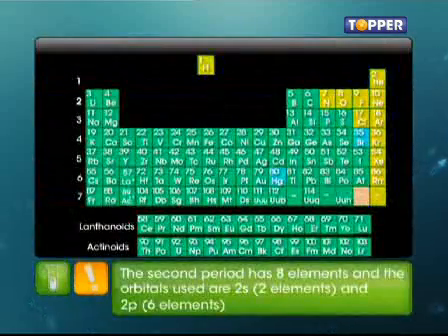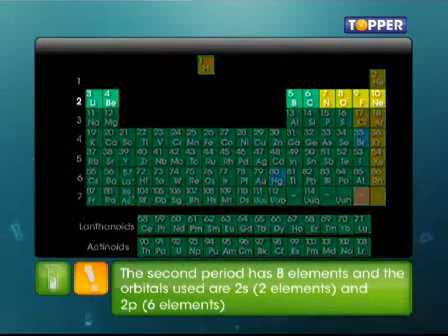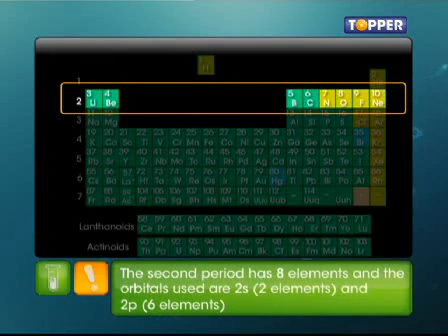Let's move to the second period now. This has 8 elements which progress from a 2s to a 2p configuration. The first two elements have electrons filling the 2s orbital. As we move along the period, the 2p orbital of the next 6 elements get filled up one by one. Finally, we get the stable configuration at the 8th element, which is neon.